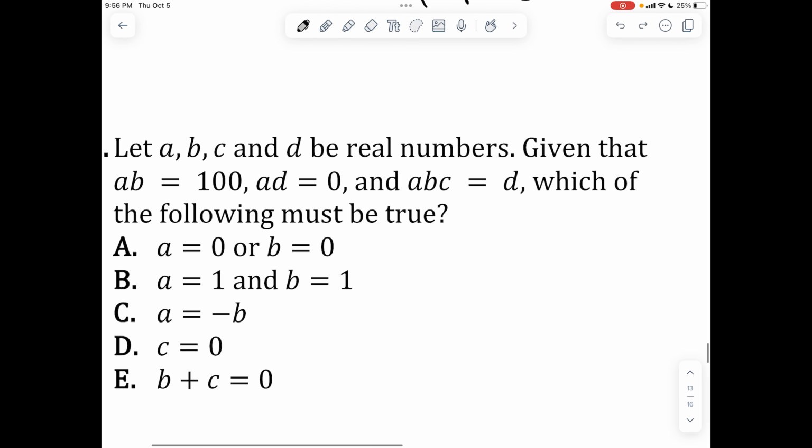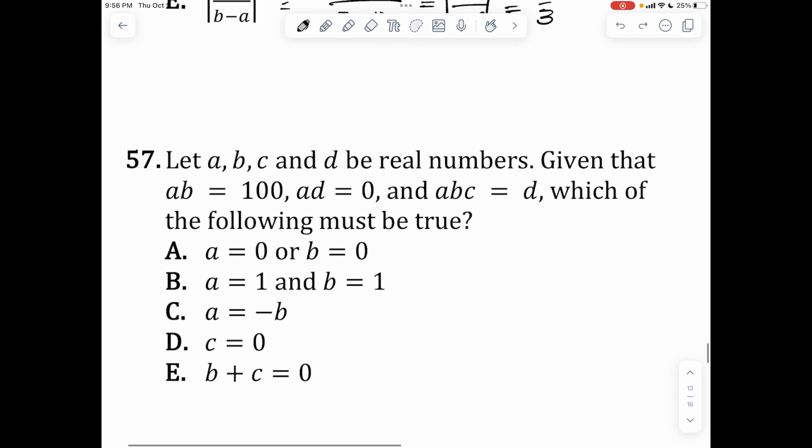Let a, b, c, and d be real numbers. Given that ab equals 100, ad equals 0, and abc equals d, which of the following must be true? So ad equals 0, what does this tell you? One of these is equal to 0. So a equals 0 or d equals 0.